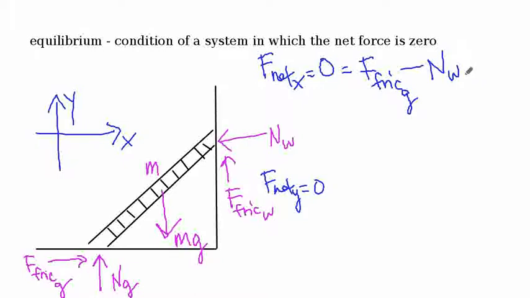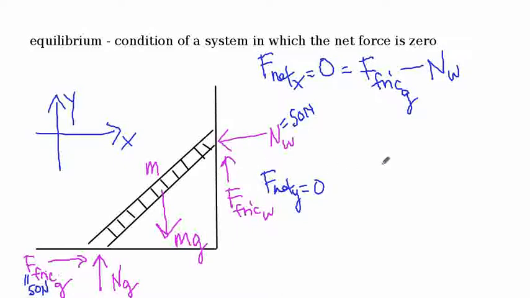So right away you can see that the only way that could be true is if the friction force of the ground is equal to the normal force of the wall, right? So a homework problem might be, suppose that the normal force of the wall was 50 newtons. Then what is the frictional force of the ground? Well, right away you would know that that has to also be 50 newtons. That's how the game is played.